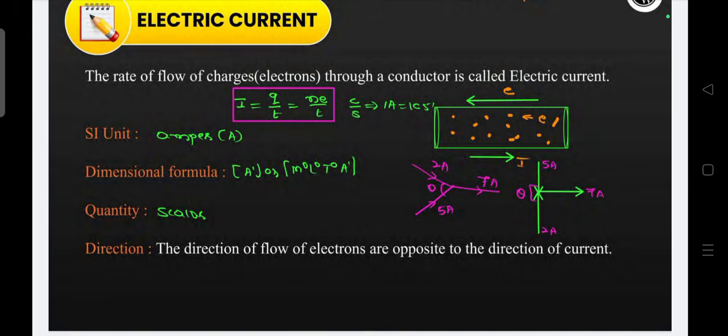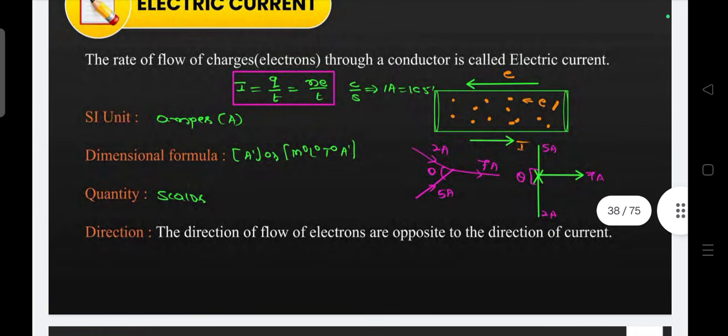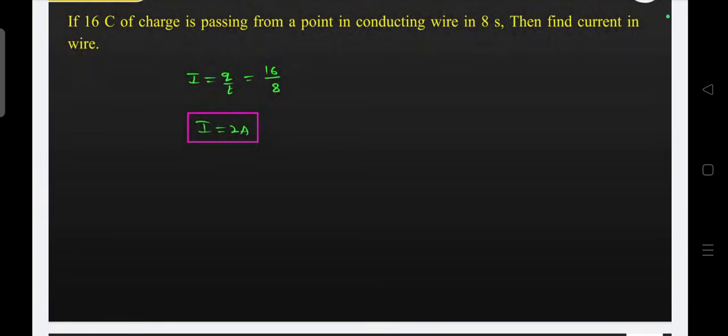Next topic, electric current. Rate of flow of charge through a conductor is called electric current. SI unit is ampere. Dimensional formula, then quantity, their directions. Question: if 16 coulomb of charge passes through a point in a conducting wire in 8 seconds, then find the current in the wire. Answer is I is equal to Q by t, 16 by 8, which is equal to 2 A.